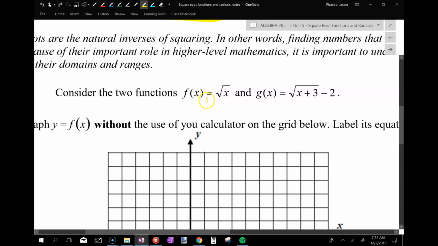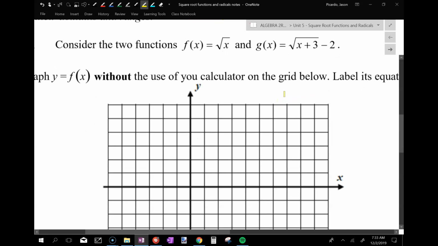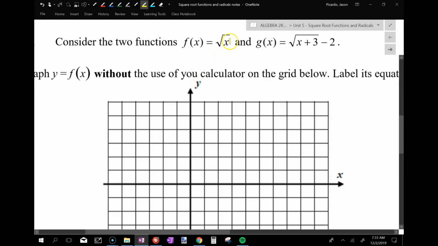on last unit, right? This is whatever that was, except this has been shifted to the left 3 and down 2. Agreed? So those rules that we talked about in the last unit can apply to these. Fair enough? All right, so without the use of your calculator, let's graph this, and then let's graph this.